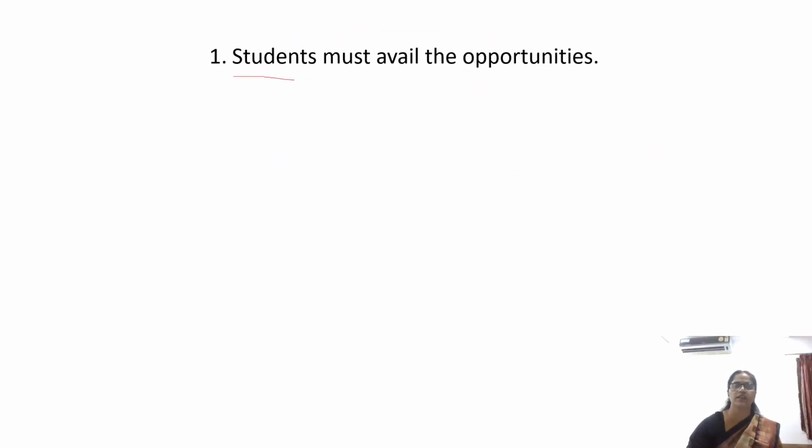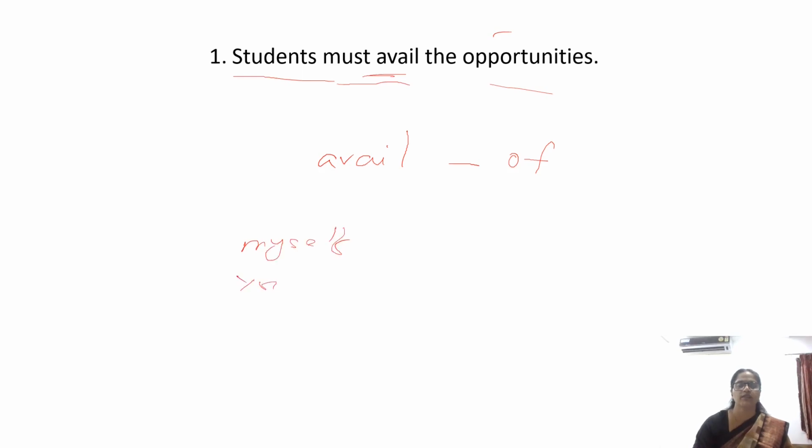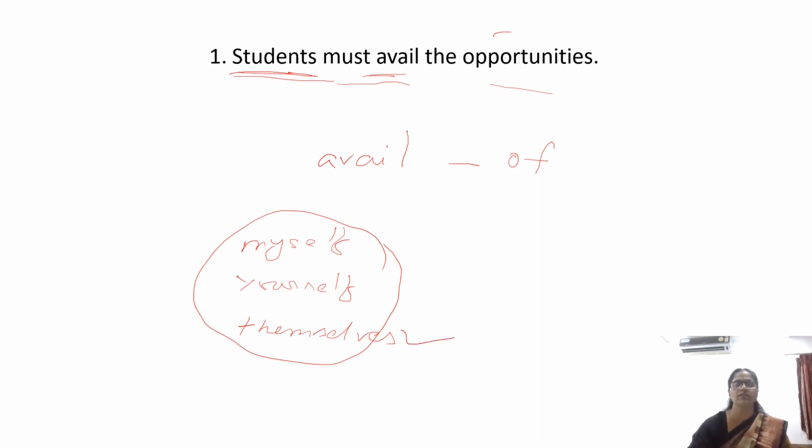Students must avail the opportunity. There are certain words in English that are followed only by certain types of prepositions. Here the word avail should always be followed by of. Avail needs a reflexive pronoun like myself, yourself, themselves. This reflexive pronoun we use according to our subject. Here students is third person plural. So the third person plural reflexive pronoun is themselves. So students must avail themselves of the opportunity is the correct answer.